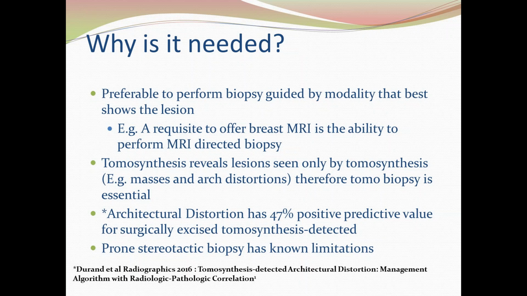What ended up happening with tomosynthesis is we started seeing a lot of architectural distortions that we didn't see by conventional mammography. And those architectural distortions, in large part, are actually very significant. If you look at your most recent Radiographics, you'll see that they quote a positive predictive value of 47% when you see an architectural distortion lesion only detected by tomosynthesis. And on top of that, we know that prone stereotactic biopsy has limitations.